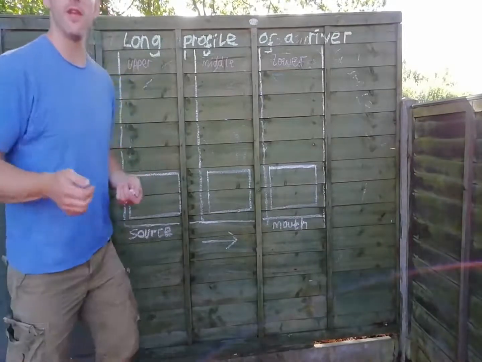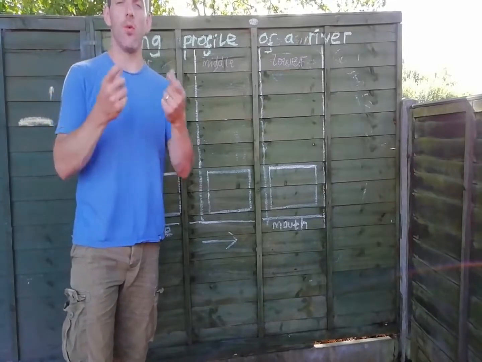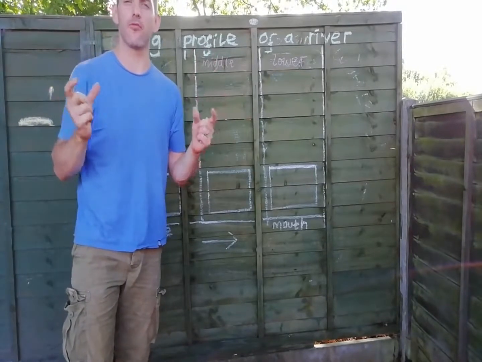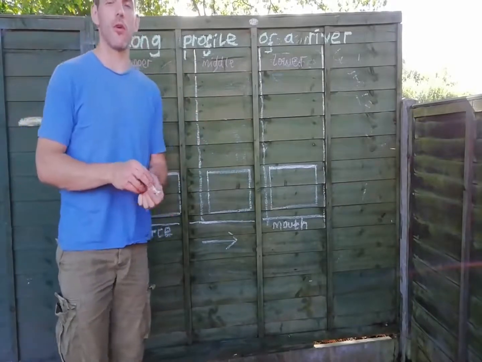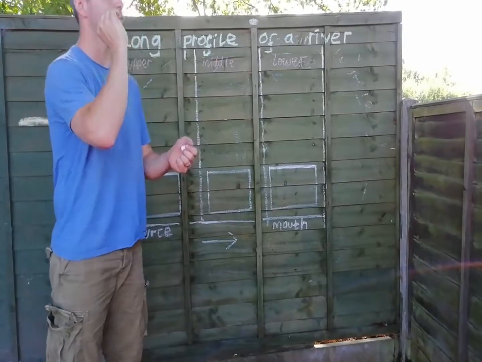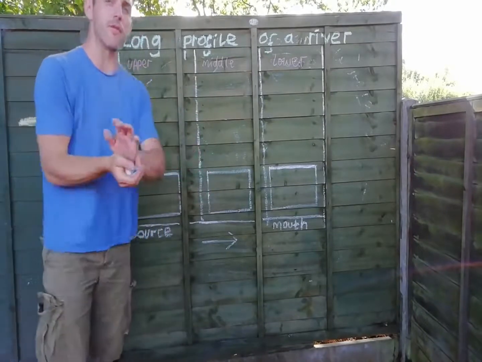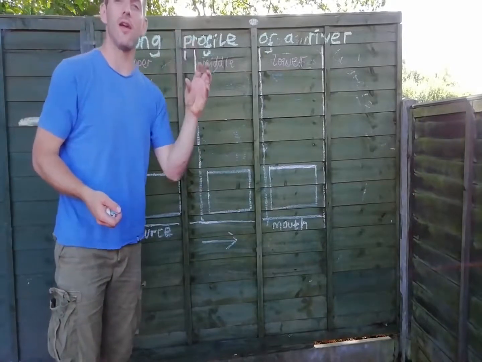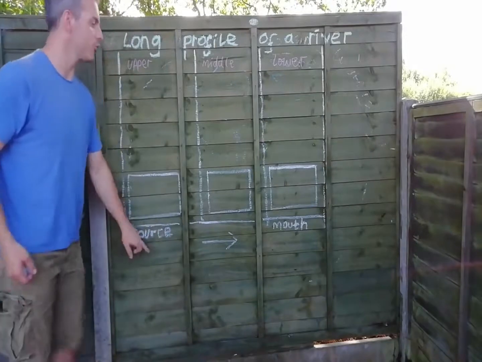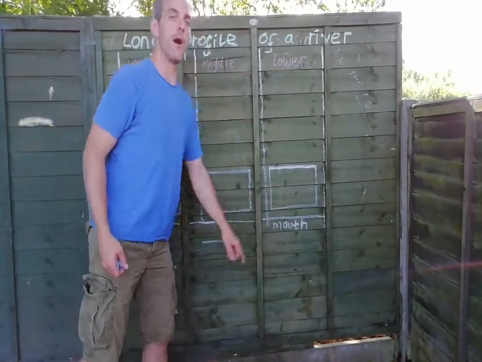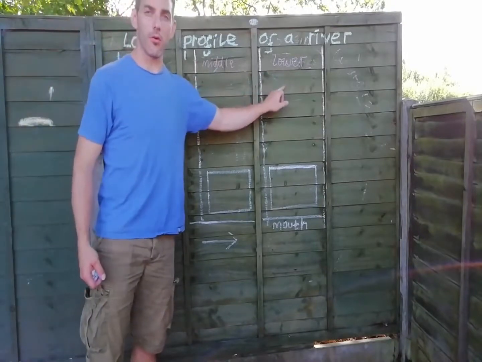So if the last video looked at the features of a drainage basin and what you find in the drainage basin of a river, this talks about the long profile of a river. If you imagine that you cut through the land and you're looking sideways, what does the river look like and how does it change? This explains how it changes as you go from the source downstream to the mouth, as you go from the upper to the middle to the lower course.